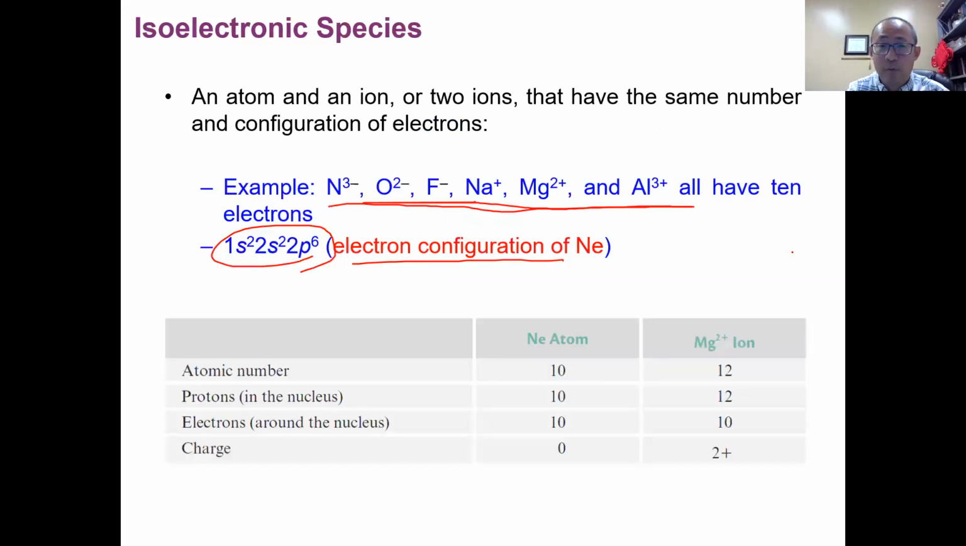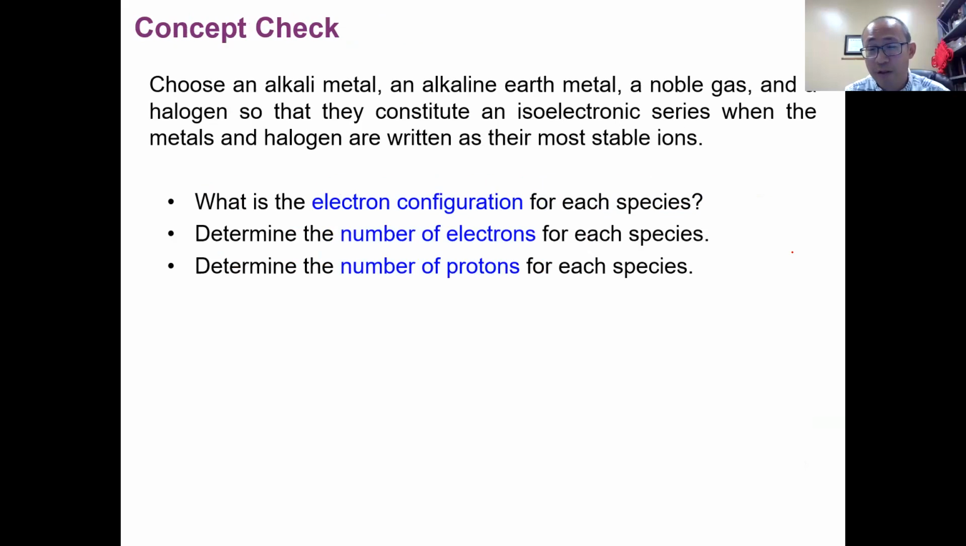Okay, this is one example, neon, and some elements before and after neon. Then you choose another one. Write 4 isoelectronic species and ask yourself, what is the electron configuration? What is the charge of each one? And what is the number of electrons for each one? Of course, they're isoelectronic, so the number of electrons will be the same.